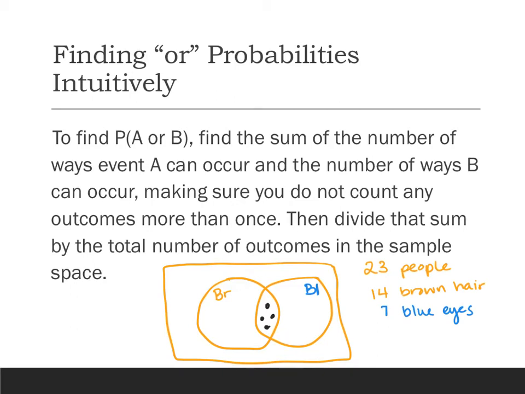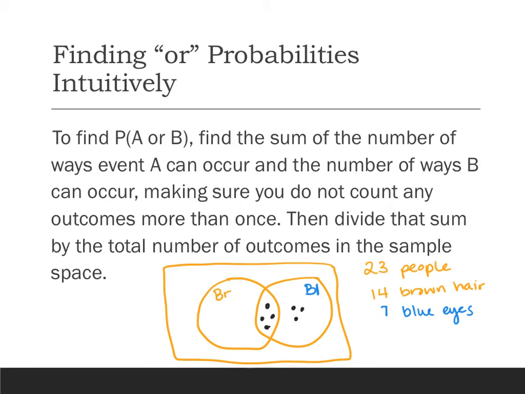So if I have 4 people who have brown hair and blue eyes, that means that there are 3 other people who have just blue eyes, but some other color of hair, or possibly no hair. If we had somebody that was bald or shaved their hair, then they would not have brown hair, but they could have blue eyes. So there are my 7 people that are representative of my blue-eyed people. And then we've got 14 total people with brown hair.